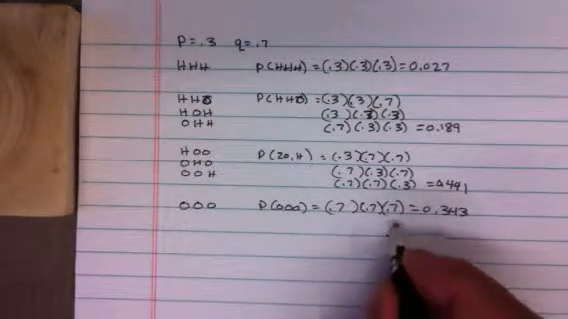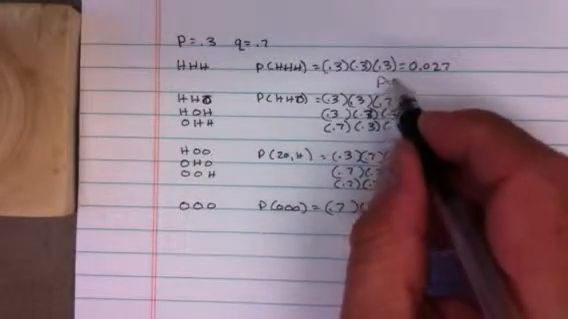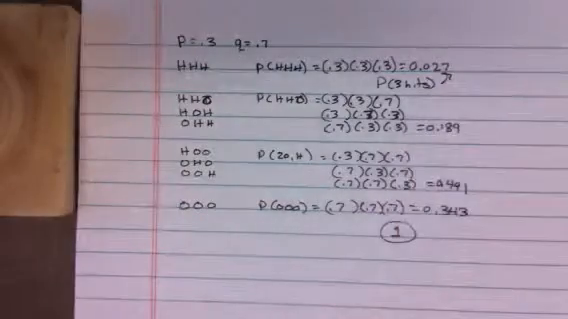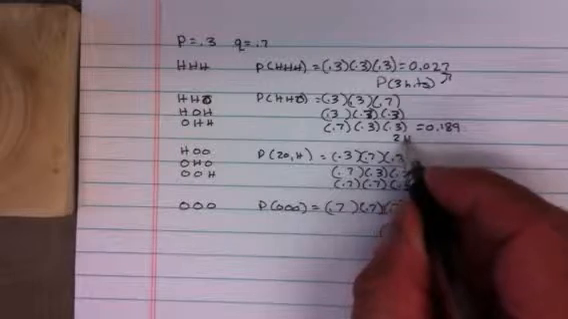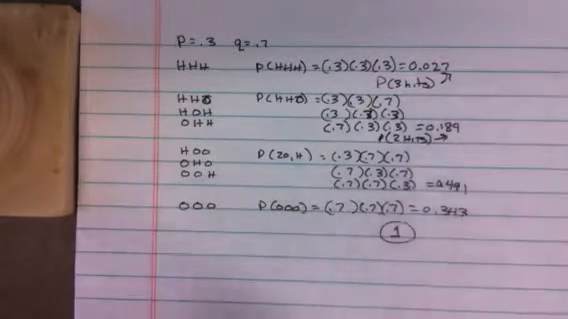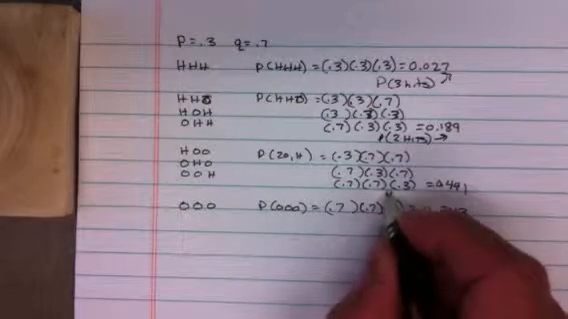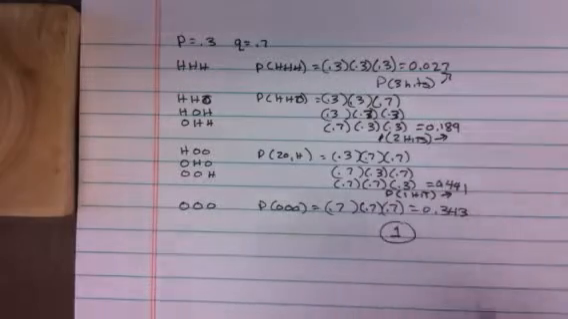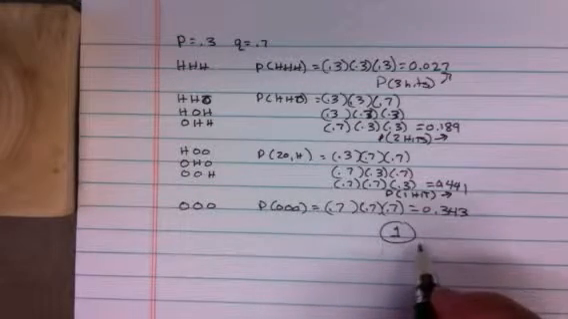So the probability of getting 3 hits is 0.027. The probability of getting 2 hits, there are 3 ways that she could get that, but when we total that up, it equals 0.189. The probability of getting 1 hit is right here, 0.441, and the probability of getting no hits is right here.